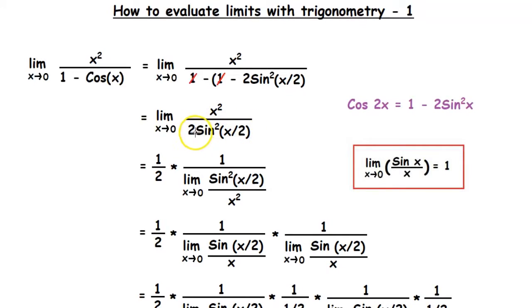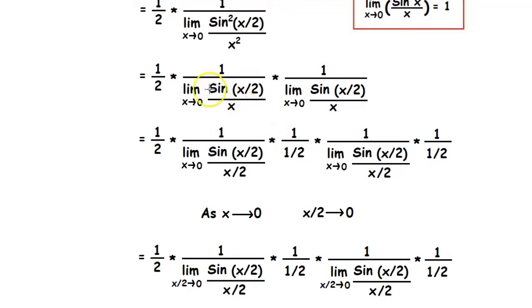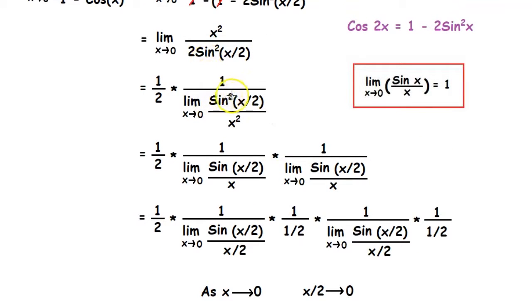So what we do is then we take this 2 out and we apply the limit to the denominator, and also we bring this x squared to the denominator. So that will be limit of sine squared x over 2 divided by x squared as x tends to 0. So then what we do is we separate this sine squared x over 2 divided by x squared into two limits, that is sine x over 2 divided by x into sine x over 2 divided by x, and we apply the limits separately.